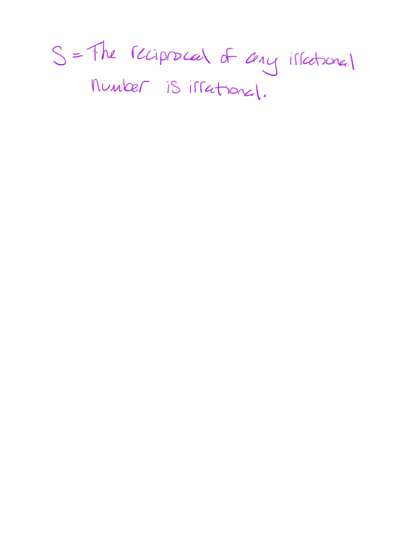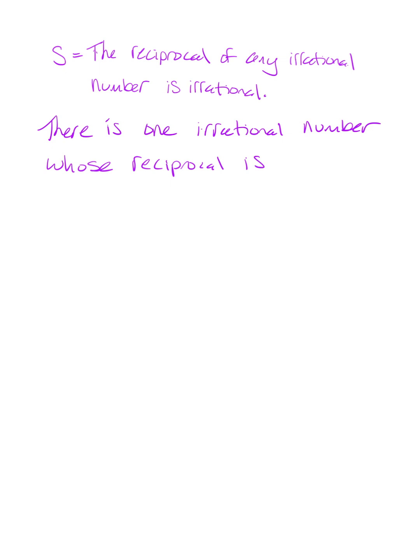For part B of this question, we're supposed to negate S. It says the reciprocal of any irrational number is irrational. The negation of this would be that there is at least one, that we can find one irrational number whose reciprocal is not irrational. So there is one or more, but one will do. There is one irrational number whose reciprocal is not irrational, or rational.